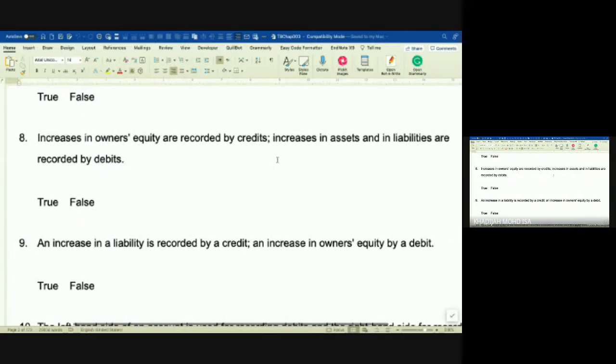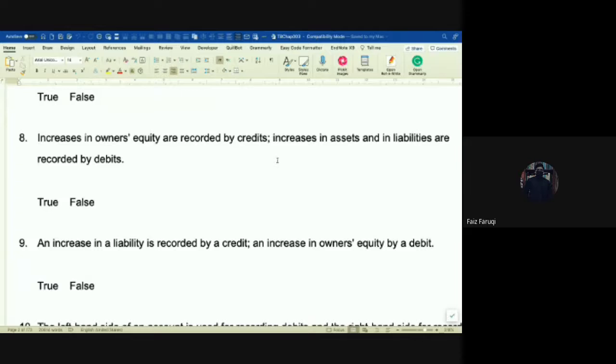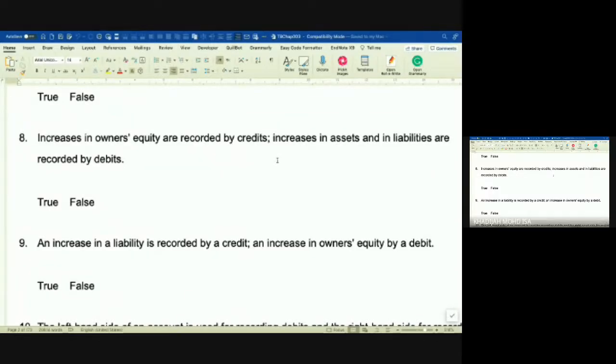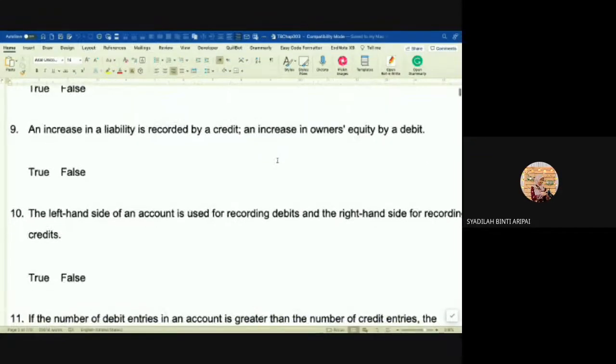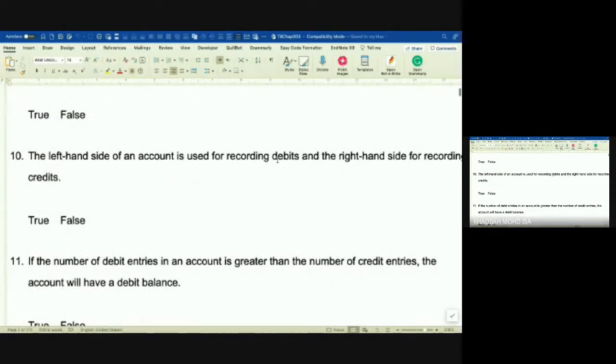Increase in owner's equity are recorded by credits. Increase in asset and in liabilities are recorded by debits. True or false? False. What is the correct one? Increased liabilities are recorded by credits. Increase in owner's equity and liabilities are recorded by credits. Increase in asset are recorded by debits. An increase in a liability is recorded by a credit and increase in owner's equity by a debit. False. Both should be credit.